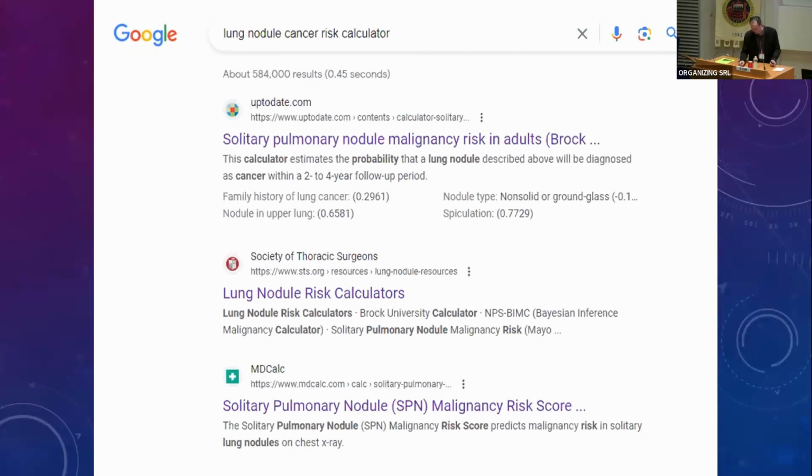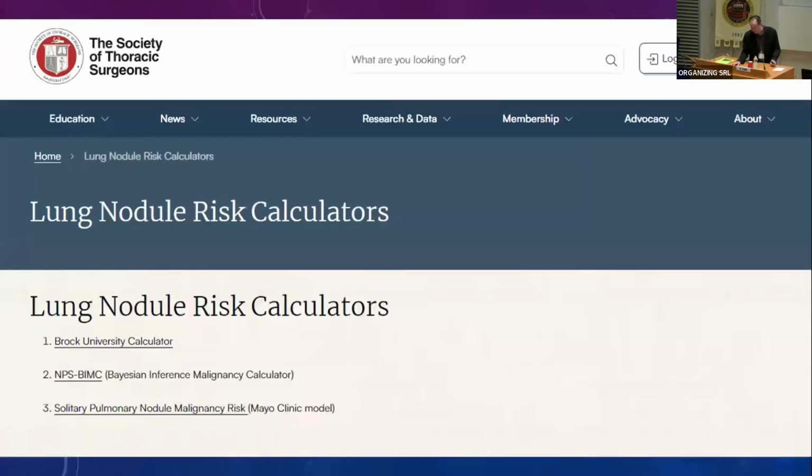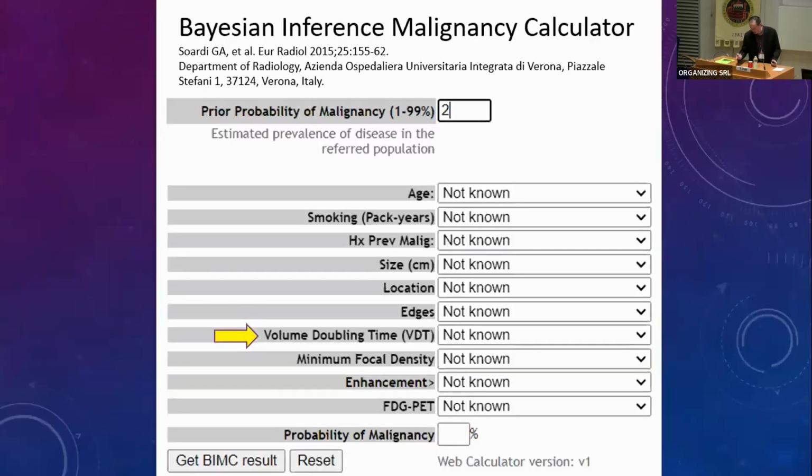So the second most utilized one is from the Society of Thoracic Surgeons. They include number one, the Brock calculator, which we've already talked about. And the second one is the Bayesian inference malignancy calculator, which I just learned this morning was actually developed here in Verona, just by coincidence. If we then enter the estimated prevalence of disease in the referred population, which is 2%, about 2% of the patients undergoing screening will end up with lung cancer. The special feature of this calculator is that it now includes volume doubling time, which I've highlighted here.